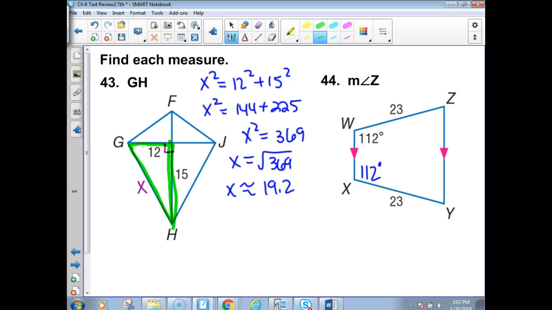What do they add up to? Because they're on the same side, consecutive on the interior, okay? So those add up to 180. All right, so you do 180 minus 112, and that will be the measure of angle Z. Is that 68 degrees?